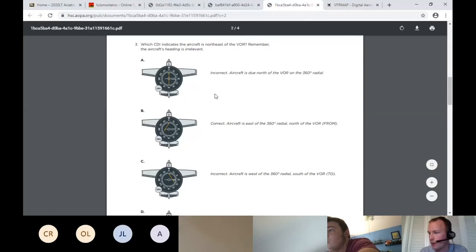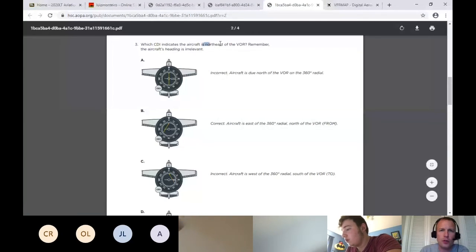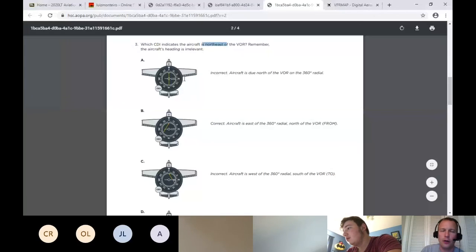I don't have any way to annotate this. This one's a little tougher to show off. What this is showing, all four of these indications, is that you selected the 360-degree radial. So you've selected a line going north of the station. This first one tells you you're right on that line. Well, the question asks which one shows you that you're northeast of the station. So if you're on that line, you've either got to be north or south of the station. So that's not correct. You're not northeast in that position.